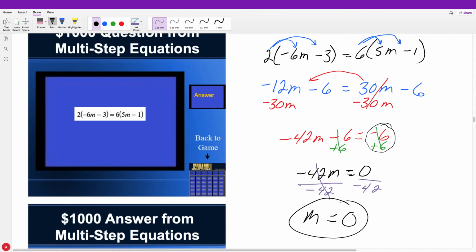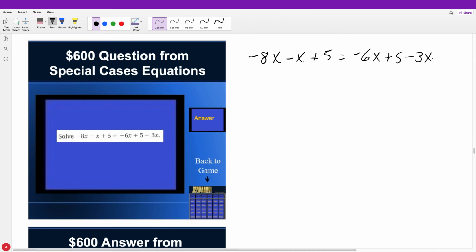All right, 2 more questions and then we'll be done with this video. All right, first thing we always do is simplify what we can. There's nothing to distribute, but there are like terms in both sides of my equation, so I must simplify by combining my like terms. And negative 8x minus x is going to give me negative 9x. So now I'm left with negative 9x plus 5 is equal to, well, negative 6x minus 3x is negative 9x as well. So now it's negative 9x plus 5.